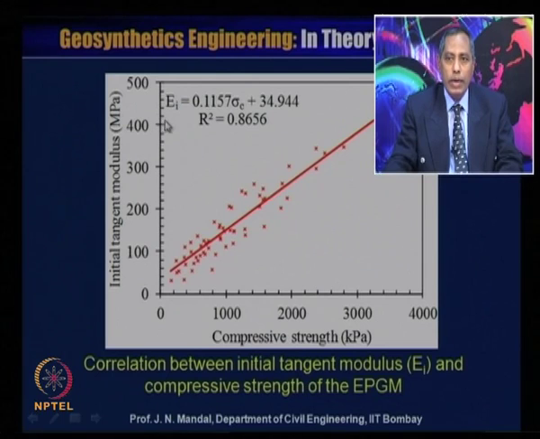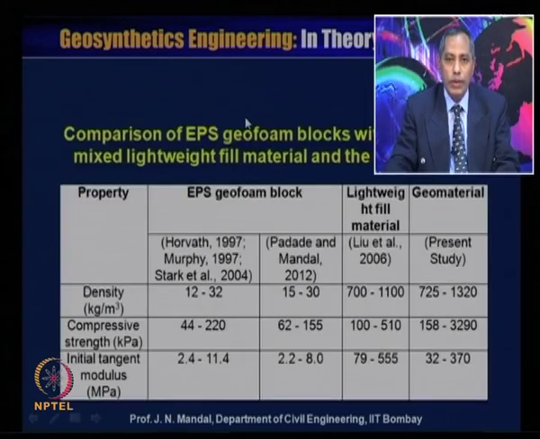You can correlate, and EI is equal to 0.1157 sigma C plus 34.944, with R square equal to 0.856. So, you can directly calculate for this material what the initial tangent modulus will be if you know the compressive strength of the material. With this equation you can use it for analysis if you know the compressive strength of the EPGM material, so you can directly calculate the initial tangent modulus.